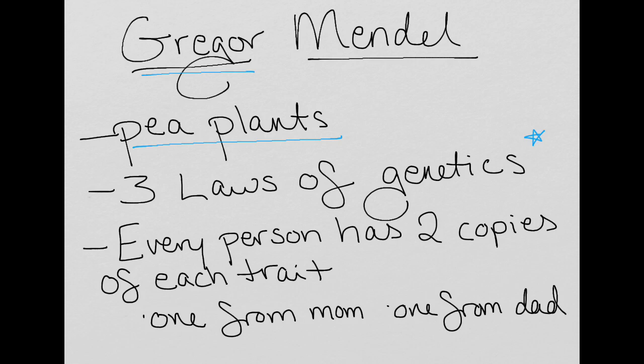But even before he knew about DNA, even before he knew about genes in the way that we've been discussing them, he determined that every individual, of course he was working with pea plants, so they're not people, but every individual organism has 2 copies of each trait. One that comes from mom and one that comes from dad.